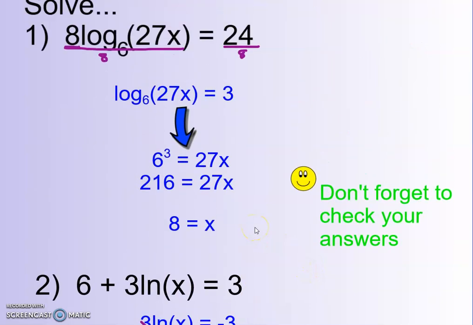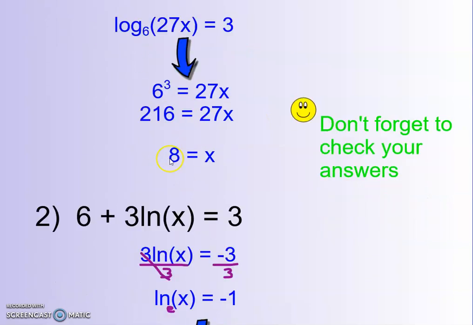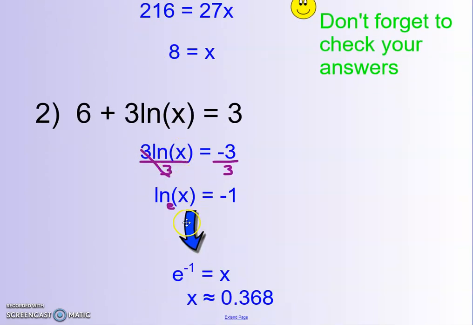Those problems weren't bad, and I really want to emphasize that in each of these 2 scenarios, before we made the big switch from logarithmic to exponential form, in both cases, before we went from a logarithm to an exponent, we had to get the logarithm all by itself.